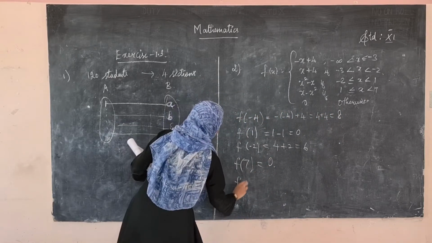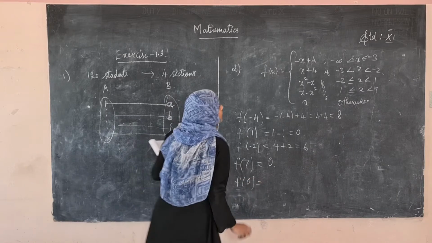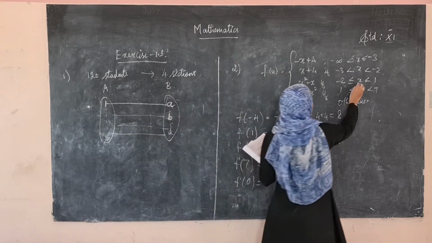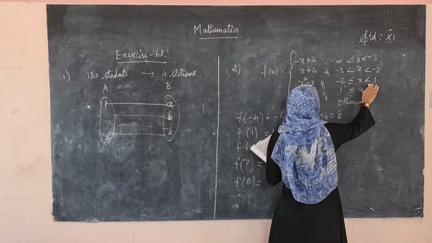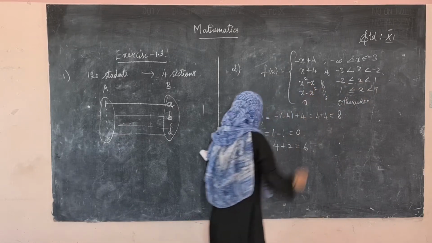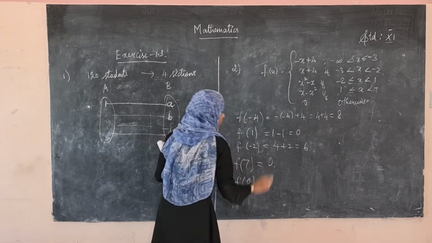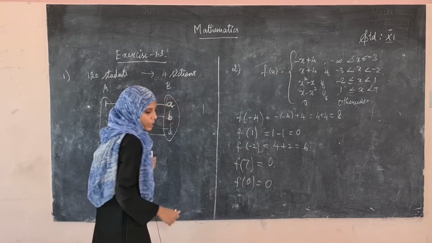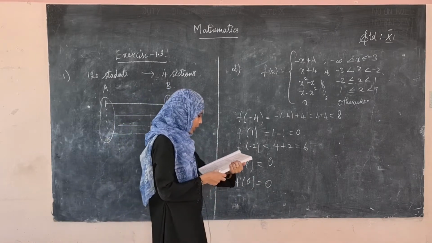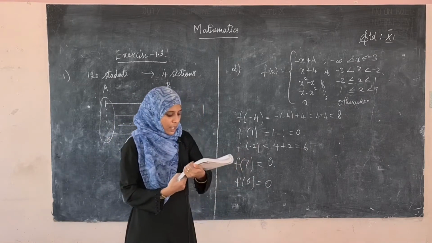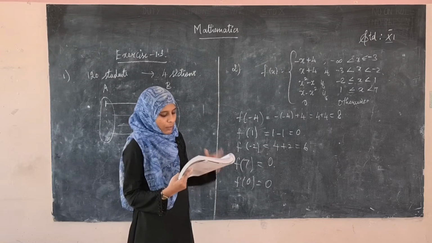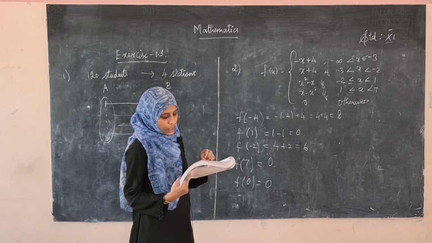Then f of 0. Where does 0 belong? So 0 belongs in this interval, right? Minus 2 to 1. Therefore, x square minus x. 0 minus 0 is 0. Okay, these are the values. Similarly, for the third sum they have given minus 3, 5, 2, minus 1 and 0, and 4 intervals for f of x.